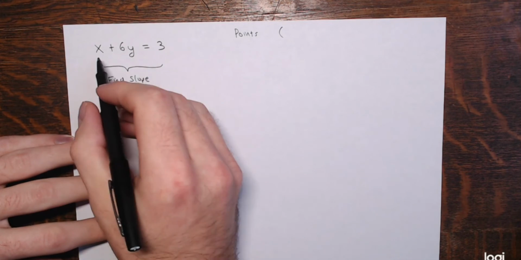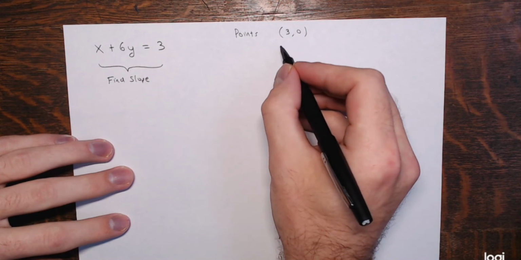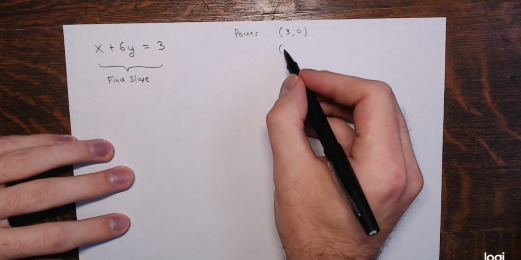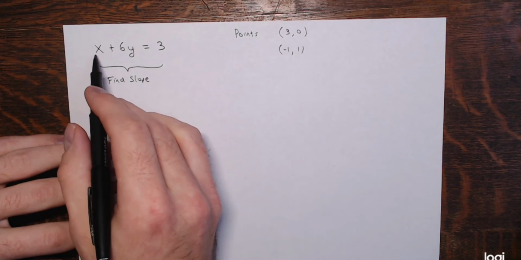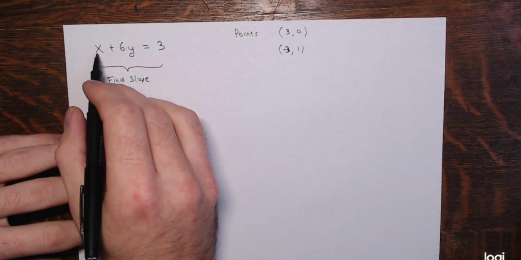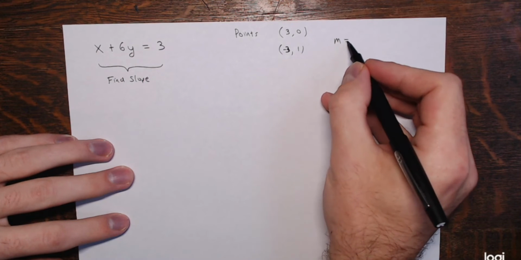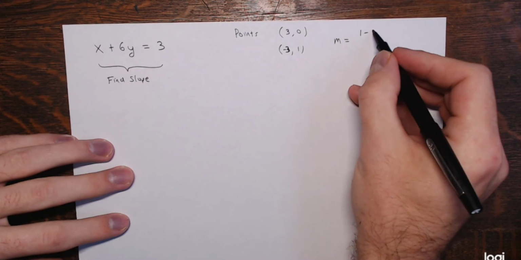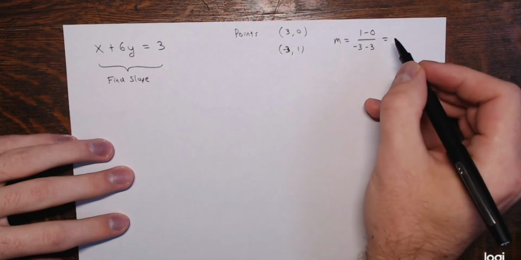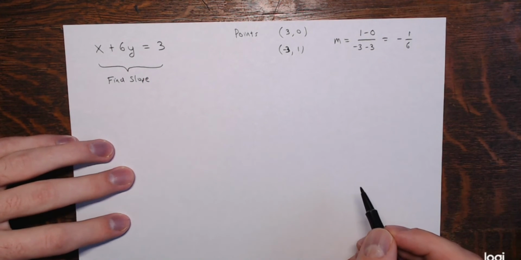If x were 3 and y were 0, that'd be the x-intercept. If y were 1 and x were -3, my apologies. If x were -3, -3 plus 6 times 1 is 3. So -3, 1. And then I find the slope by using the slope formula. Change in y, 1 minus 0 in the numerator, divided by the change in x, -3 minus 3. And then that's 1 over -6. That's -1/6. So that's the slope of this line.